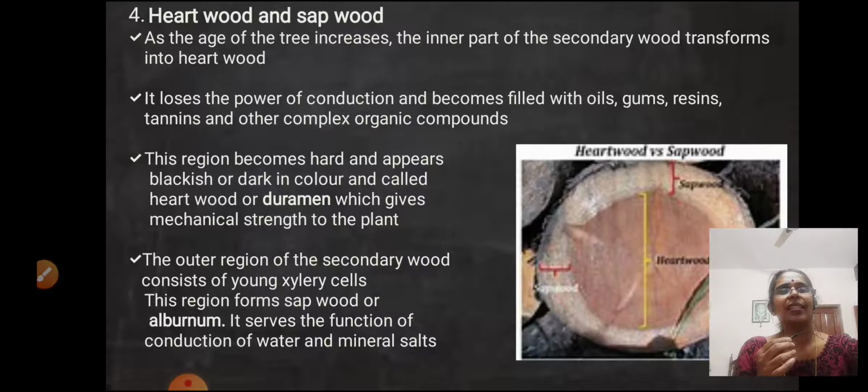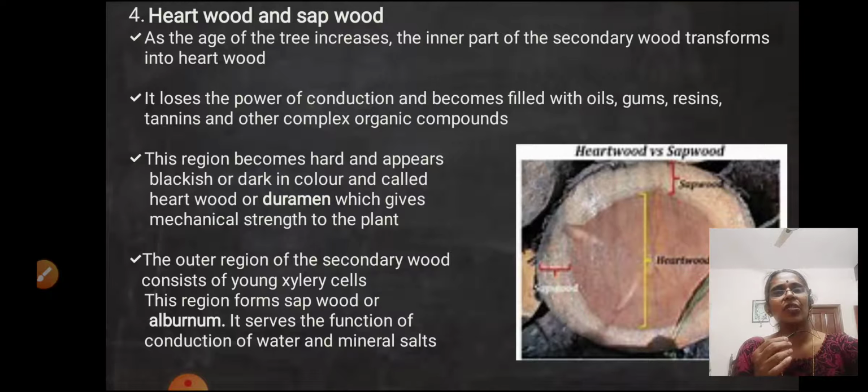See, as the age of the tree increases, the inner part of the secondary wood transforms into hardwood, as it is present in the middle. It loses the power of conduction and it gets filled with oils, gums, resins, tannins and other complex organic compounds. So this region becomes very hard and appears darker in color, hence it is called heartwood or duramen, which gives mechanical strength to the plant.